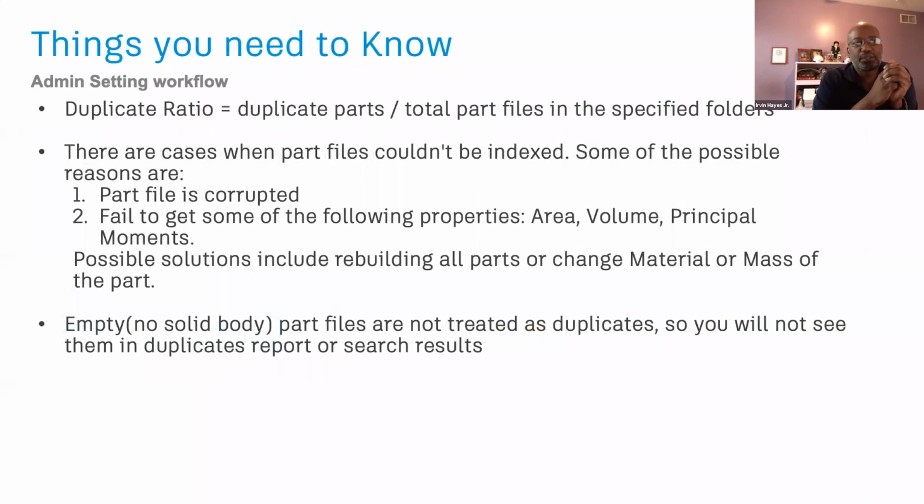So some of the things you need to know with a duplicate search: duplicate ratio, duplicate parts over the total parts of files that are in the specified folder. As well, there are certain cases where we may not be able to index a particular file or part because of corruption. As an administrator, you turn this feature on, and it will go through and index, using the job processor, all of the current files that you have in place. It will try to be optimized. So if it's your first time turning it on, a recommendation would be to have a dedicated job processor sitting alongside so it can just do the indexing to find the duplicates. And then it will let you know which ones could not be indexed as well.